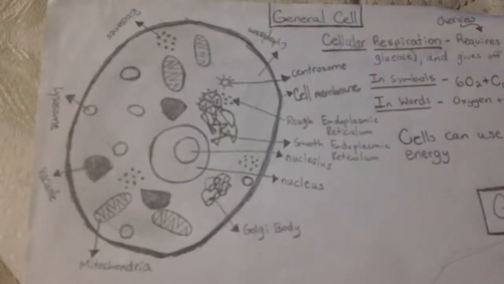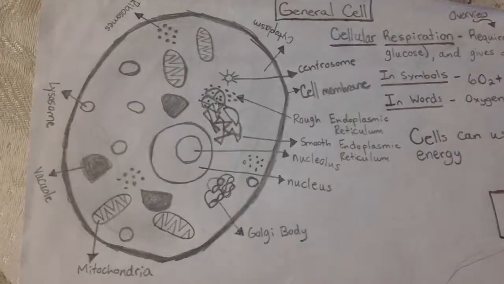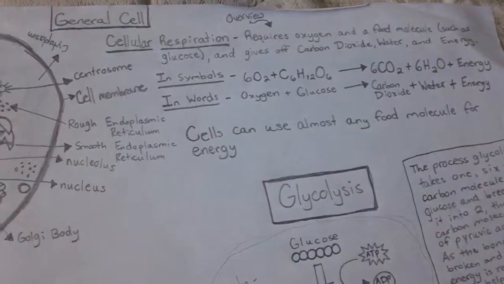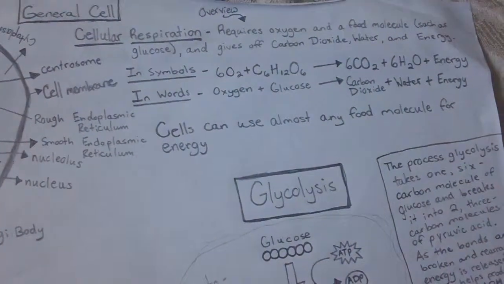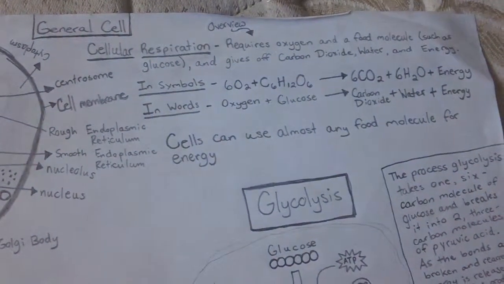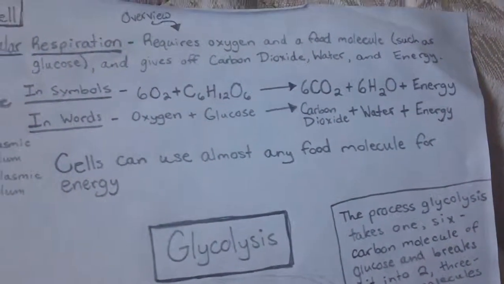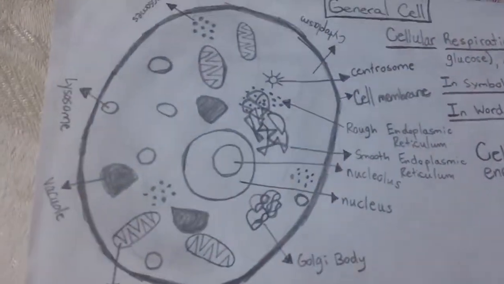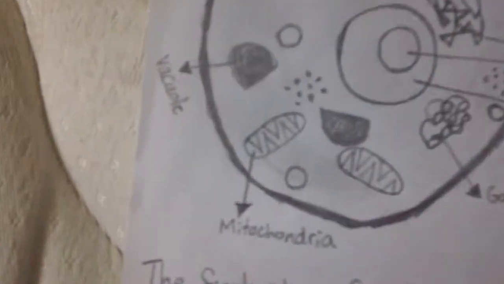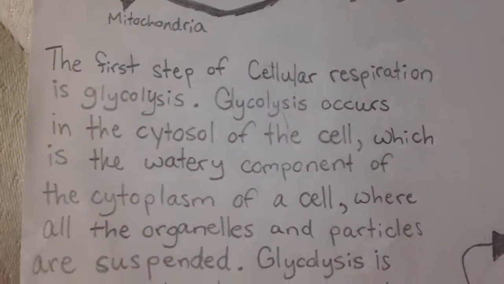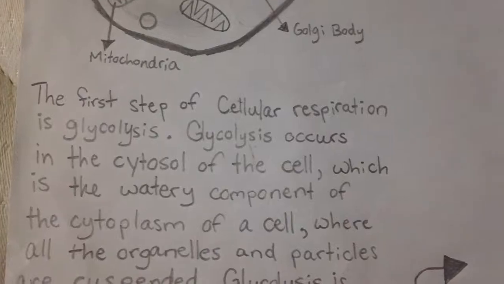This is a look at a general cell, and right now we're going to be talking about cellular respiration, which is a process that requires oxygen and a food molecule, such as glucose, and gives off carbon dioxide, water, and energy. That's what it looks like in symbols and words. And cells can use almost any food molecule for energy. Right now we're going to take a look at this general cell, and we're going to take a look right at a mitochondria. The first step of cellular respiration is glycolysis.